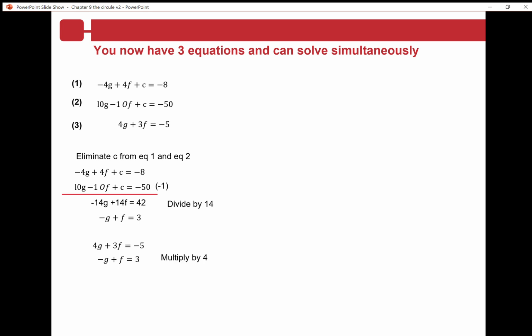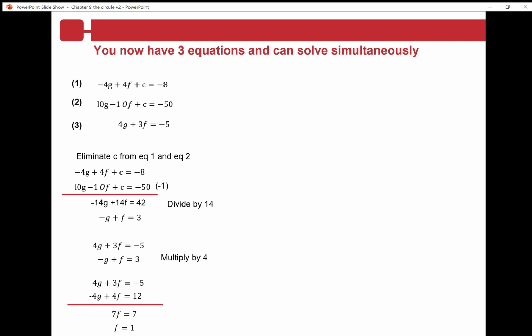I'm going to multiply my second equation here by 4 to cancel out my g's. This leaves me with 4g plus 3f equals minus 5, and my second equation now of minus 4g, 4 times f gives me plus 4f, and 3 times 4 gives me 12. Solving for my remainder, I cancel out my g's, and I'm left with 7f is equal to 7, and dividing both sides by 7 gives me my value of f equals 1.